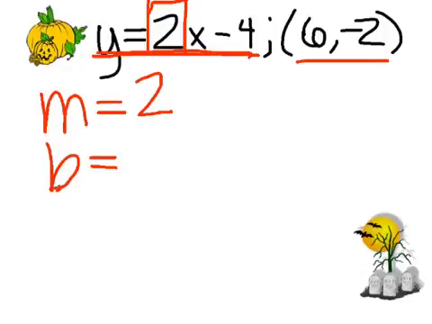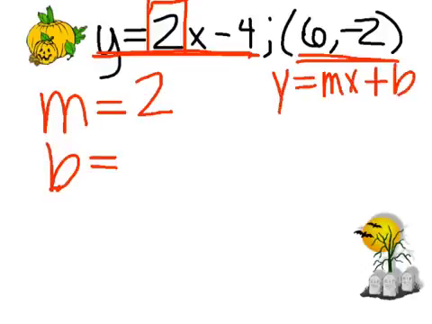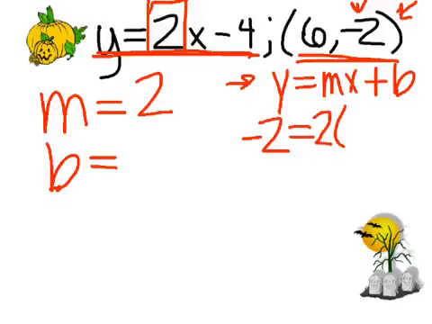To find our y-intercept, we're going to use our point. We want to take y equals mx plus b and plug in what we know. This point passes through the line that we're looking for, so we can plug in negative 2 for our y value. What do we plug in for our slope? 2. What do we plug in for our x value? 6. We get that from here.